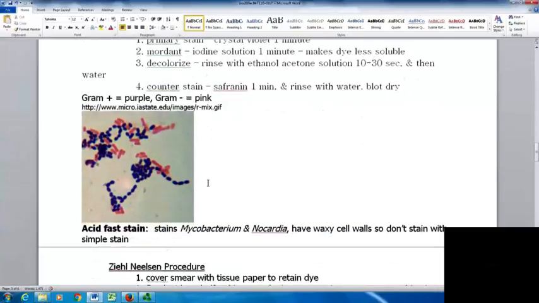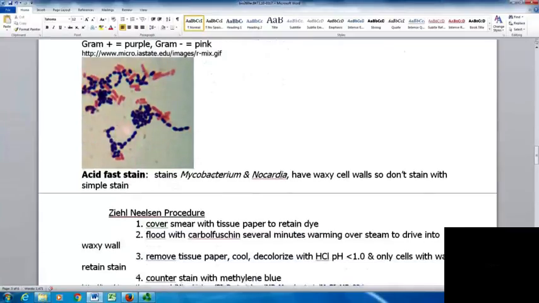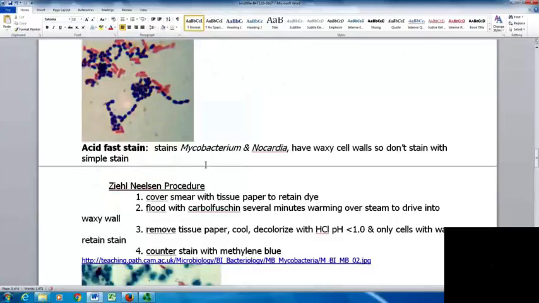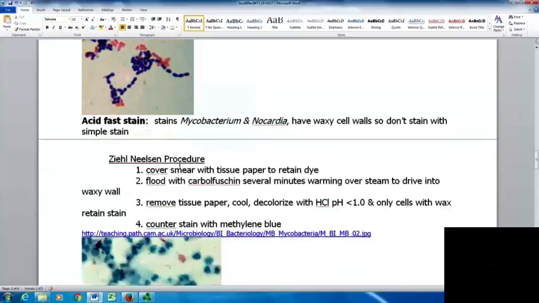This image here is an example of some gram-positive and gram-negative cells. Gram-positive cells stain purple, and the gram-negative cells stain pink. Some organisms have waxy cell walls, so they don't stain with simple stains. For these, we would use an acid-fast stain. This would include organisms like Mycobacterium and Nocardia.